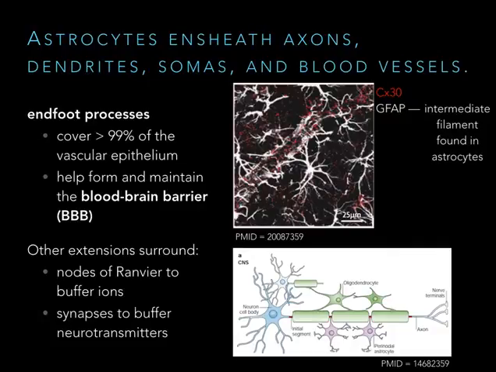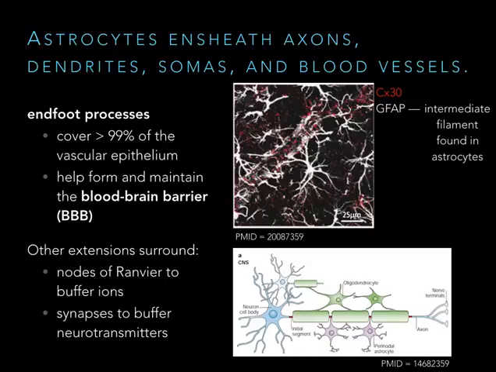Astrocytes are going to surround axons, dendrites, and cell bodies. Like I said, they also surround blood vessels. Now we're looking at GFAP, but it's not red. It's white in this top illustration, so that's showing us where astrocytes are.